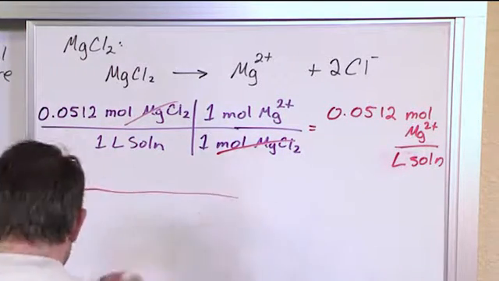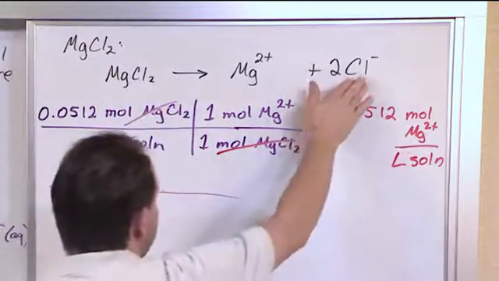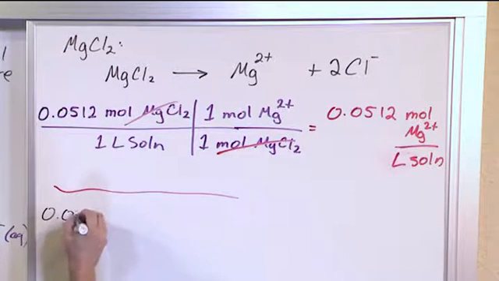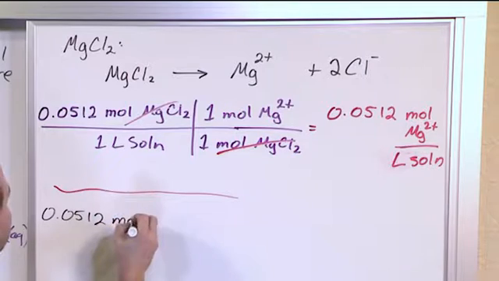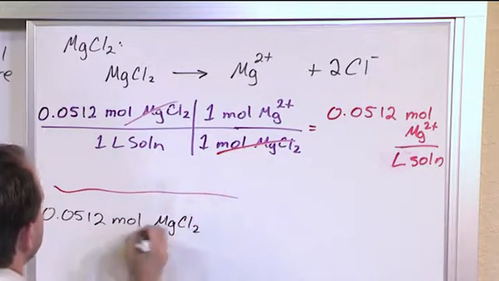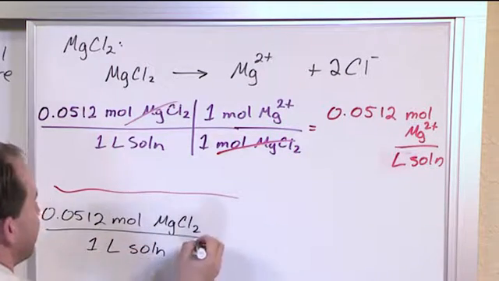Okay, almost done. Now the only other thing we need to calculate is what chlorine concentration we're going to get. How many chlorine ions are we going to have? So again, we start with what we know. We know we have 0.0512 moles of magnesium chloride per 1 liter of solution.